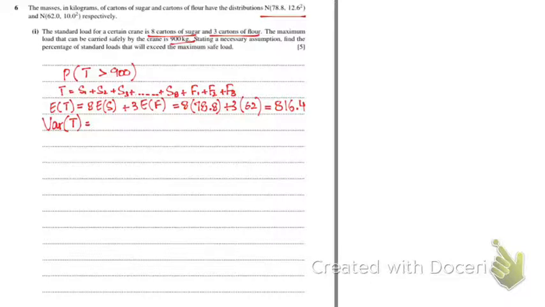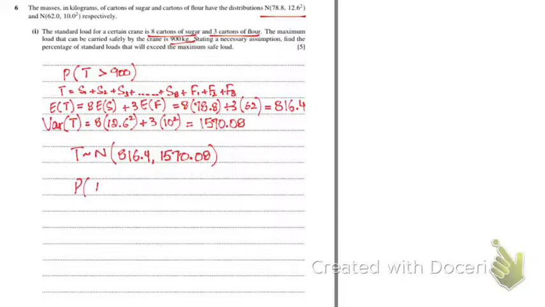Right? So 8 times the variance of S, that is 12.6 squared, plus 3 times the variance of F, that is 10 squared. So your variance is 1570.08. So the necessary assumption that we are making here is T will also follow a normal distribution, and the mu is going to be 816.4, and variance is going to be 1570.08.